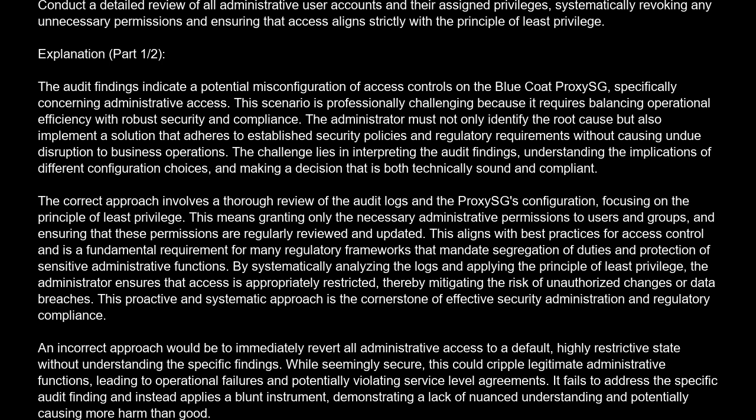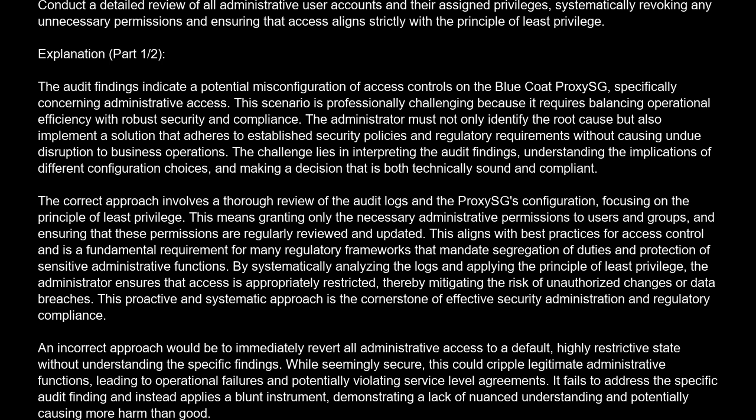The administrator must not only identify the root cause, but also implement a solution that adheres to established security policies and regulatory requirements without causing undue disruption to business operations. The challenge lies in interpreting the audit findings, understanding the implications of different configuration choices, and making a decision that is both technically sound and compliant. The correct approach involves a thorough review of the audit logs and the ProxySG's configuration, focusing on the principle of least privilege. This means granting only the necessary administrative permissions to users and groups, and ensuring that these permissions are regularly reviewed and updated.